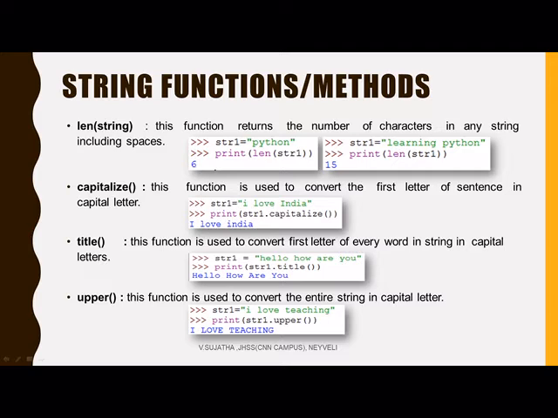So the first one is capitalize. This function is used to convert the first letter of the sentence to capital. Now I have given I love India in str1. Print str1 dot capitalize. See, this is entirely different from len. While using this function, you have to use the variable name dot the function, capitalize. This is our output. The I is automatically changed to capital.